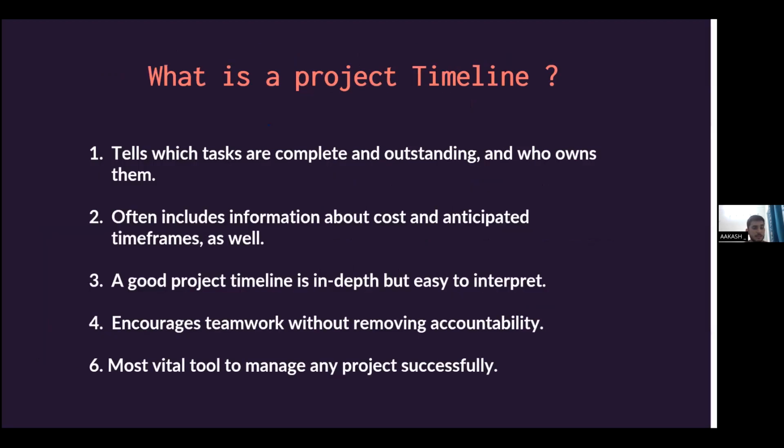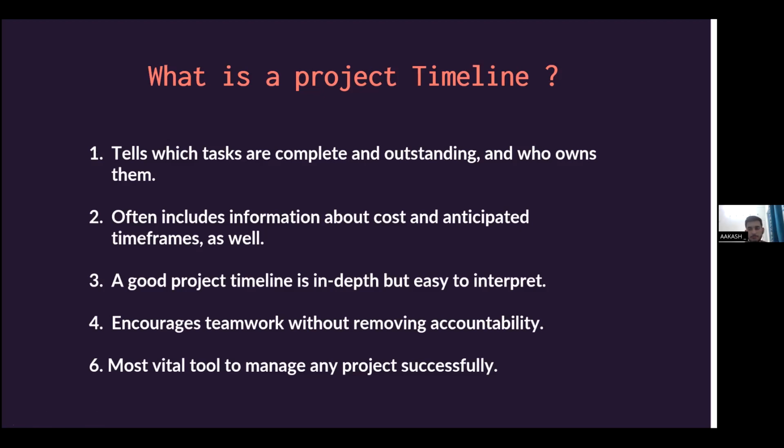And now, what is a project timeline? A project timeline is a visual representation of a planned sequence of events or activities that are required to complete a project. It outlines the start and the end dates for each task or activity, as well as any dependency or constraint that may impact the completion of a project. So basically it tells which tasks are completed and which are not completed, and who is responsible for completion of these tasks. It sometimes also includes the cost of the project and the time frames in which all the tasks will be completed.